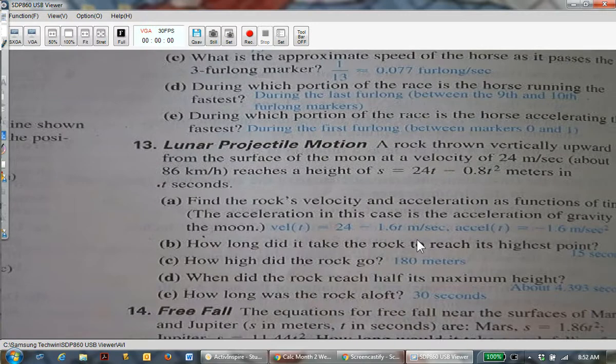How long was the rock aloft? We can do that. How did you know that? Well, because it's just the time times two. I don't even know what aloft means. Sorry, I'm trying to interpret. When it was off the ground or was flying. I see.